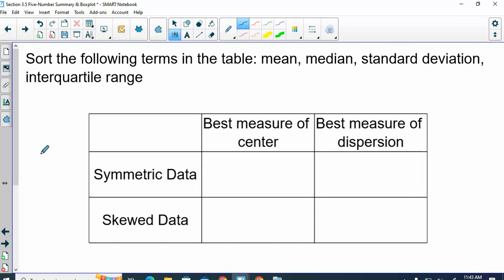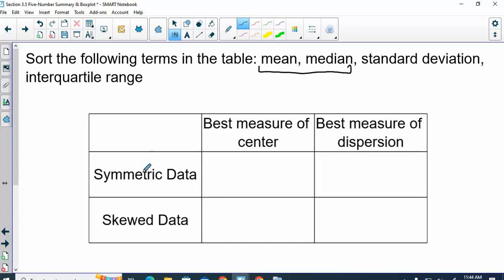Next problem. I just want to sort this. I'm giving you 4 words, and we need to figure out where they would best go in here. So measures of center. We use those to find the center of a set of data. What were the measures of center that we talked about? Mean, median, mode was one of them. We just don't use it a whole lot. Measures of dispersion told us how spread out the data was. So that was like the range, standard deviation, interquartile range. Okay, so measures of center.